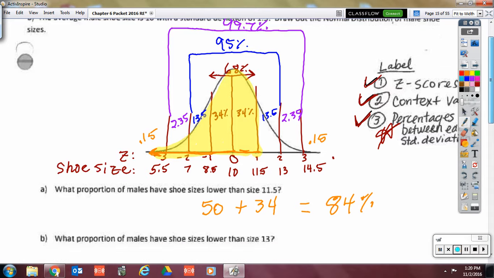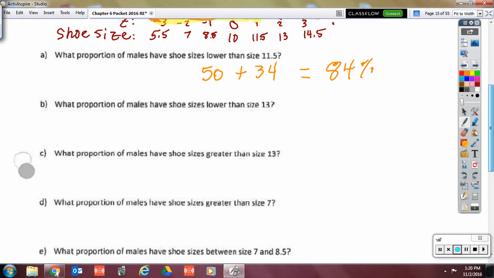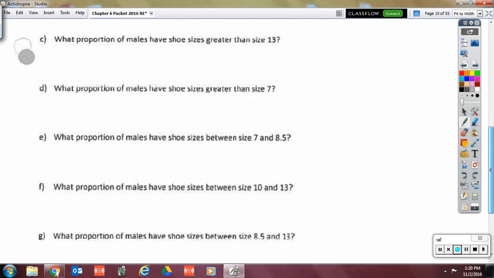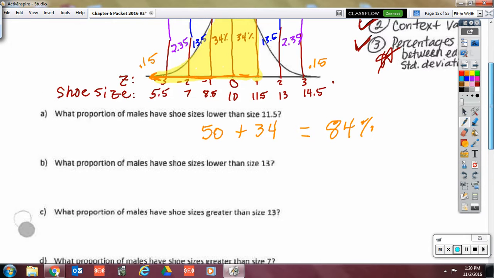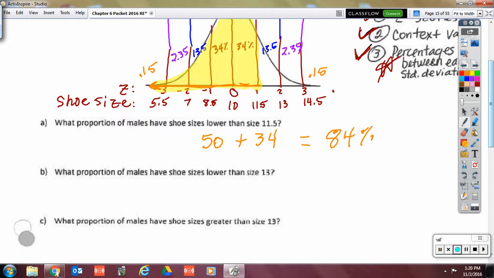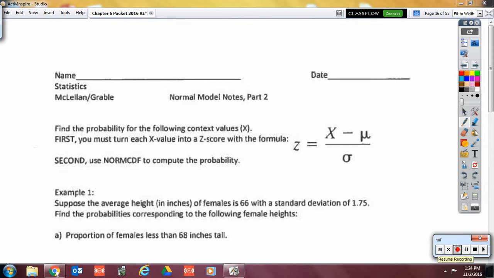All right, so I'll give you a few moments to finish those up, and then we're going to get started on the next set of notes. Take about 4 or 5 minutes max to finish that. On to page 11.